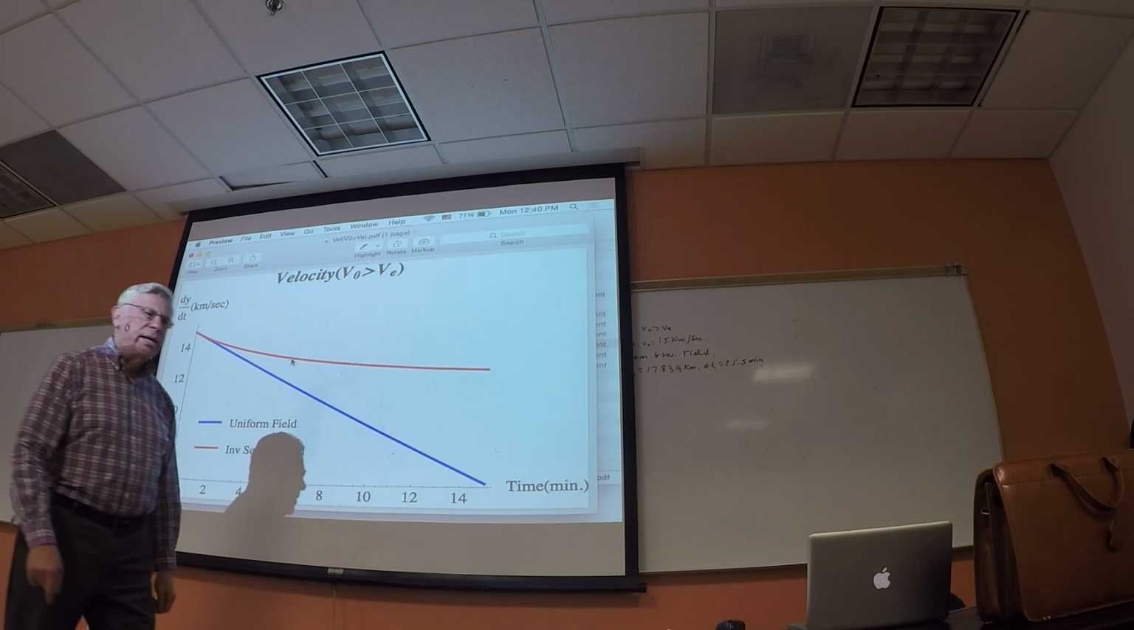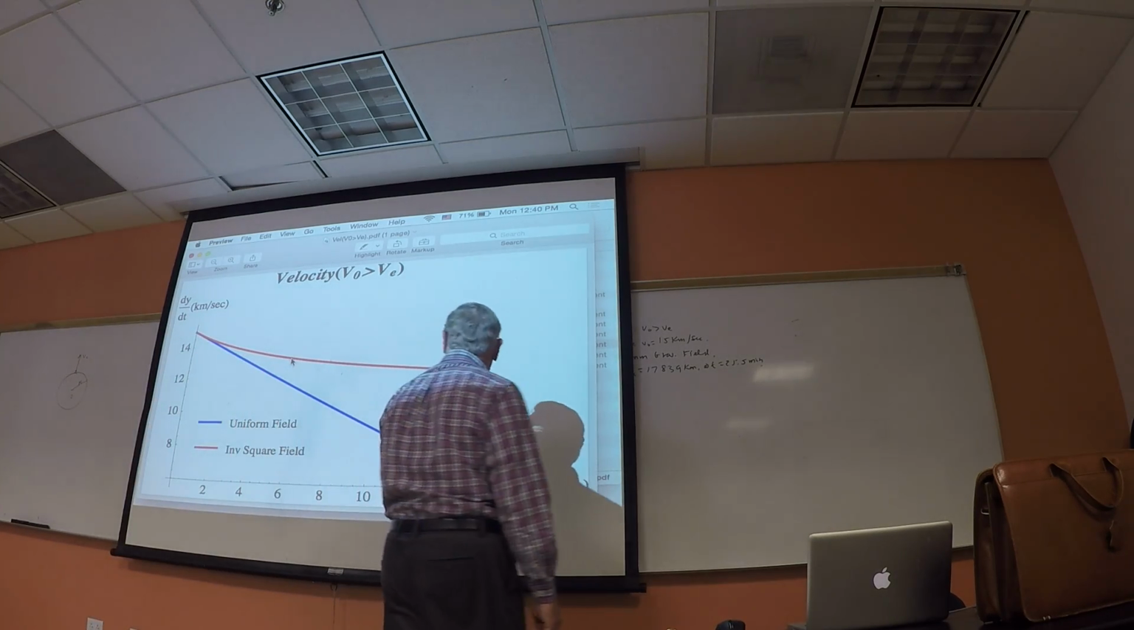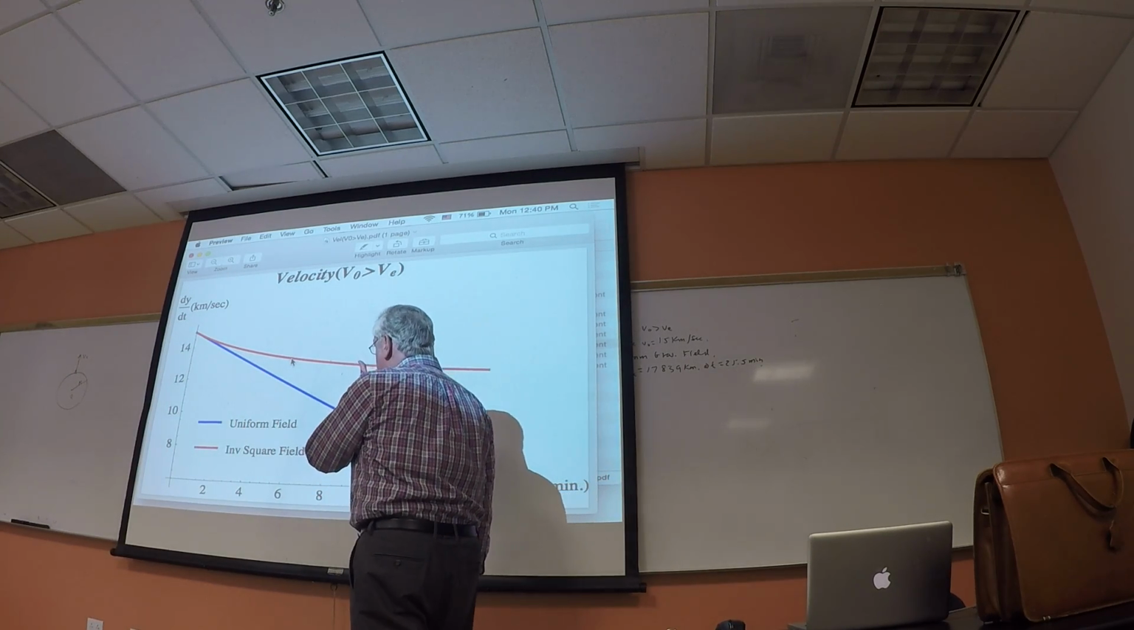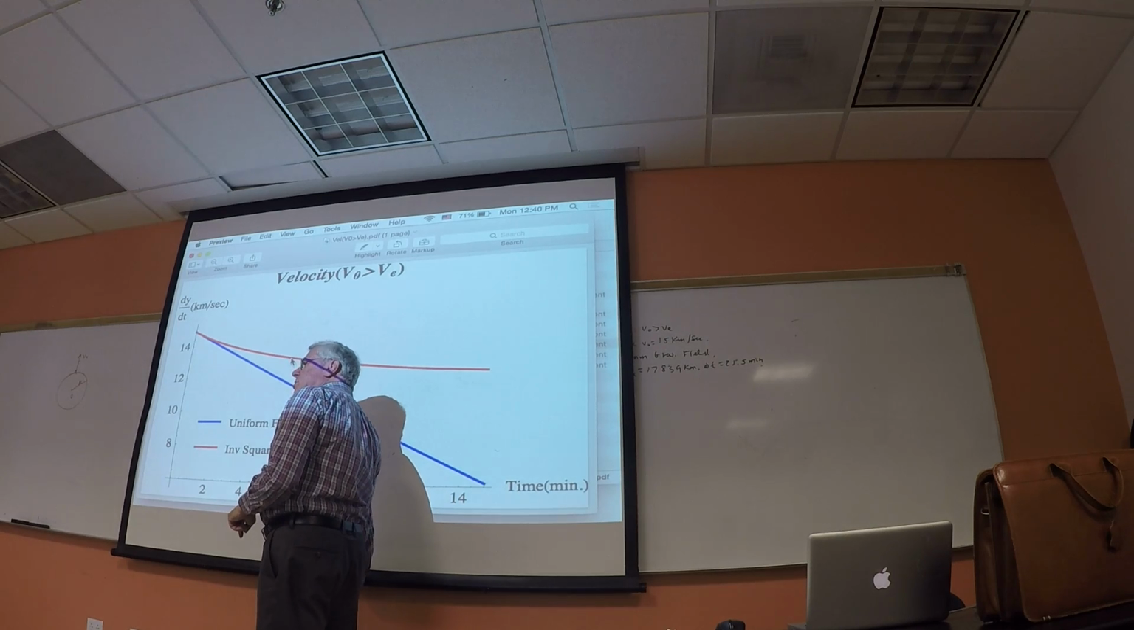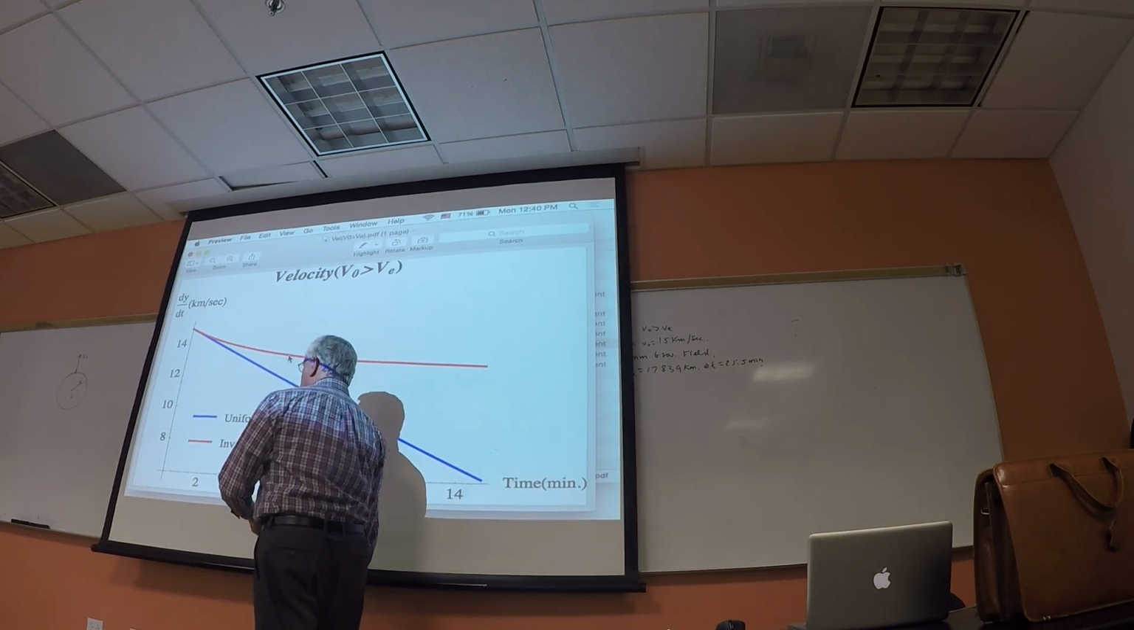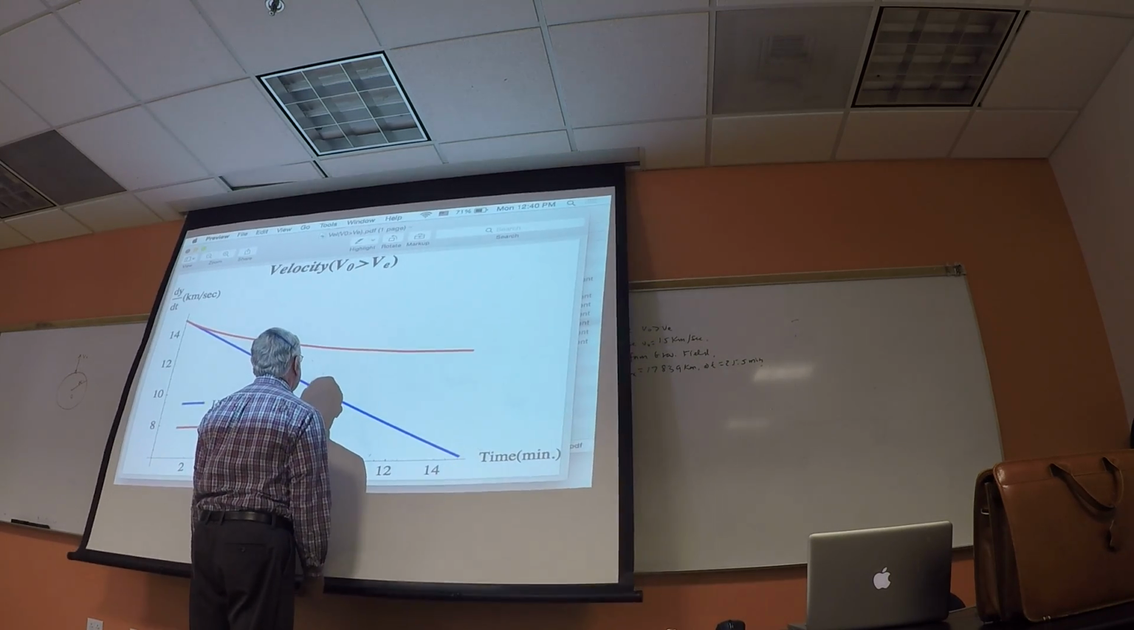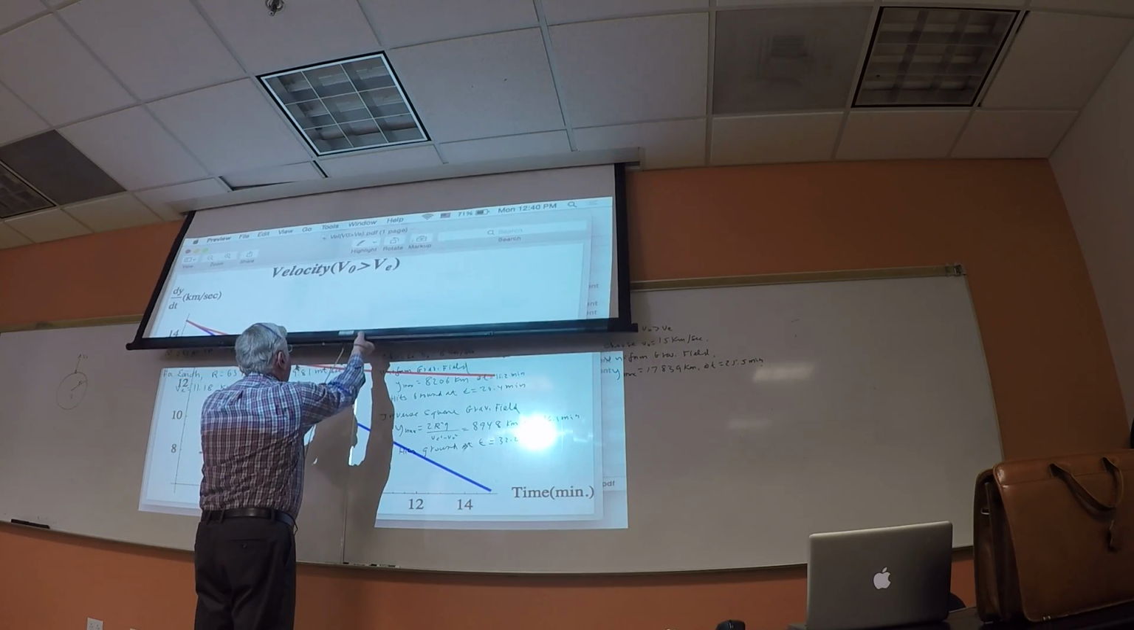I think this was an interesting problem. And again, to analyze it, you had to know how to solve a nonlinear differential equation, at least for the inverse square field.